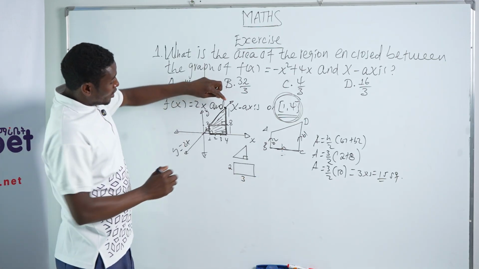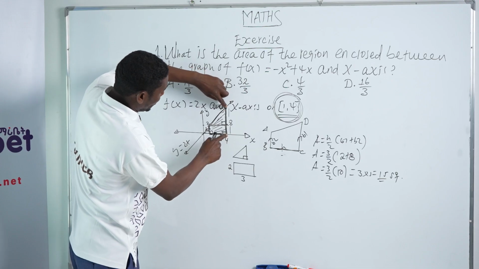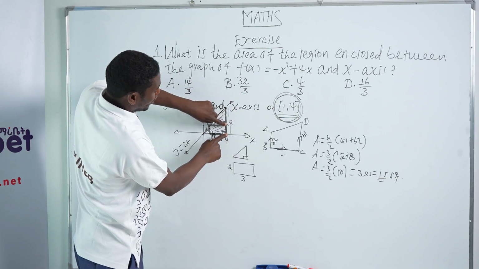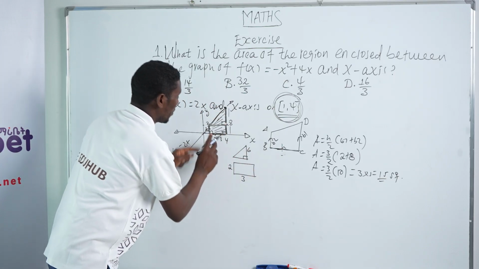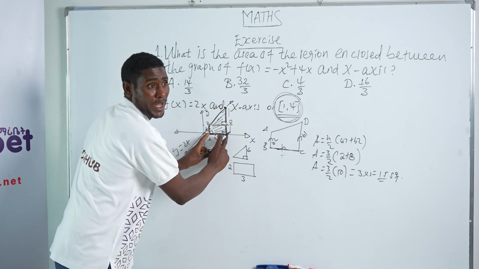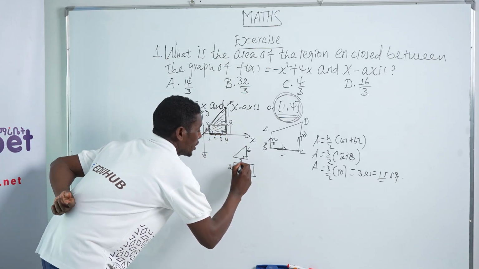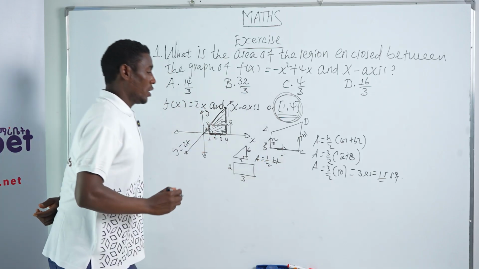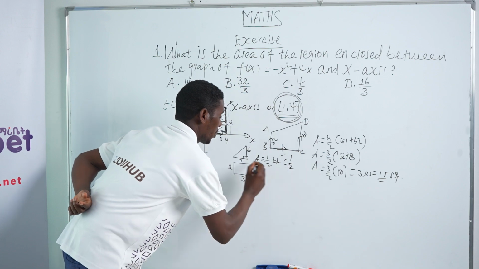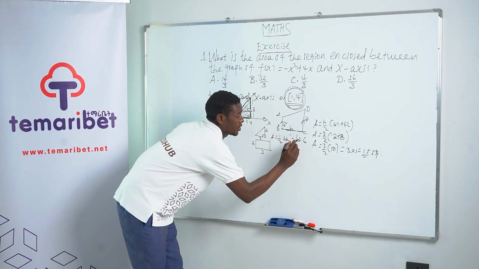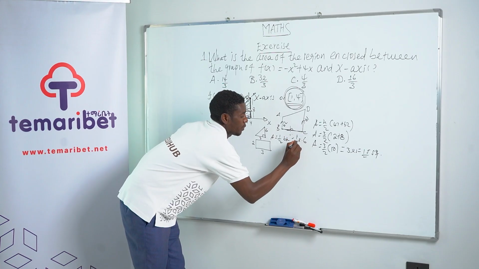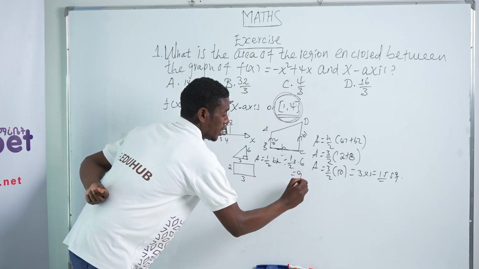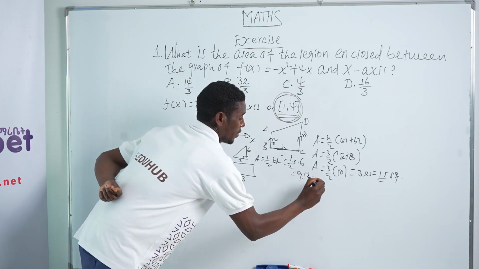When you come to here, the total distance from this point to this point is 8, and this one to this one is 2. 8 minus 2 is 6. This one is 6, and the base is congruent with this base, that is 2. So the area of a triangle is half base times height. Our base is 3, and here also the base is 3. So 9 by 2, 3 by 3 is 9 square units.